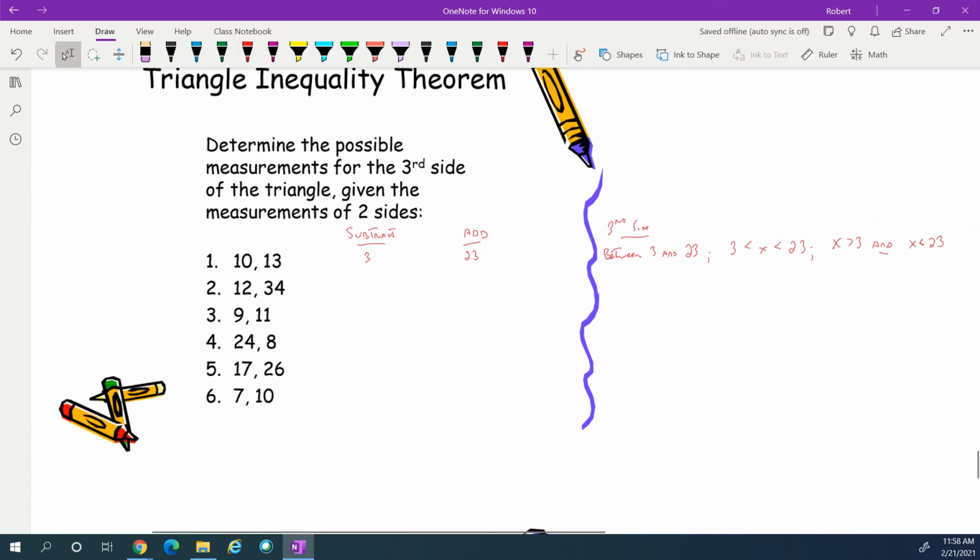So let's look at a couple others. Again, we're going to subtract, so 34 minus 12. We're going to add, and our third side is between 22 and 46. And again, we can write this a few different ways.